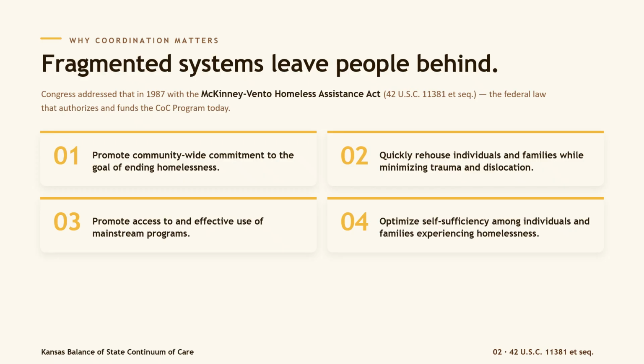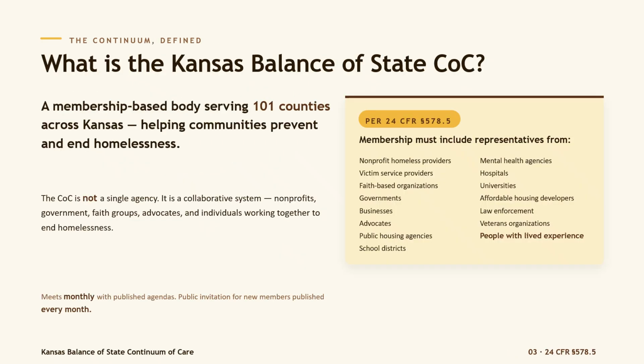McKinney-Vento was built around 4 goals: build community-wide commitment to ending homelessness, quickly rehouse people while minimizing trauma, connect people to mainstream programs they're already eligible for, and optimize self-sufficiency. The Continuum of Care program is how the federal government funds that coordinated local response, and it's important to understand the CoC doesn't just fund services, it funds an entire system: planning, coordination, data, accountability. That's the whole point.